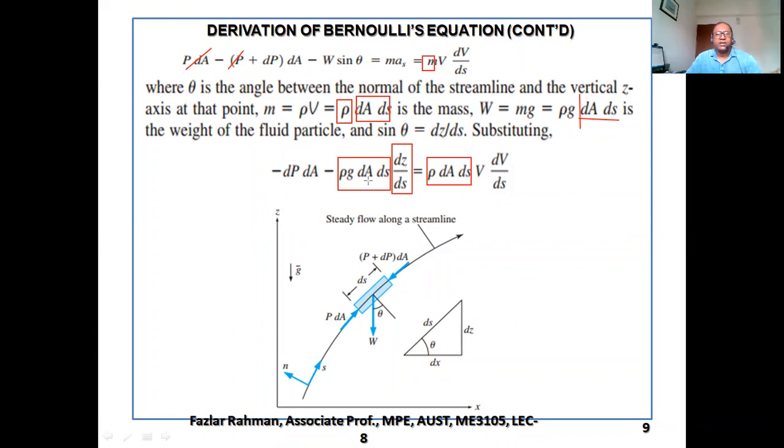Now you see everywhere there is dA. So dA will cancel out. This will cancel out. This dA will cancel out. Then ds out, this ds out. So dP minus rho g dz equals v into dv into rho over here. So if we go to the next slide, you see we'll do the integration and derive the formula. Let's see.